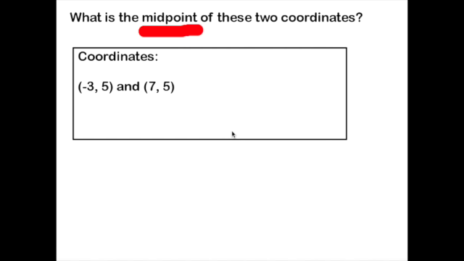What is the midpoint of these 2 coordinates? The coordinates are -3, 5 and 7, 5. Okay, so have a go at this question. I'd like you to pause the video now, see if you can solve it, and have a go. And I'm going to tell you how to do it in a second.